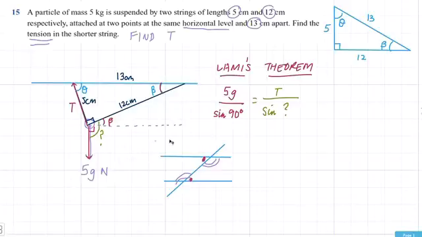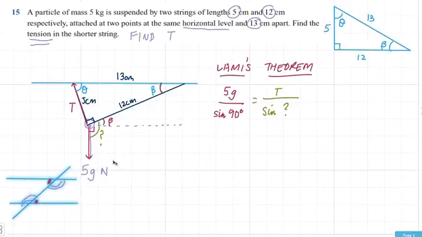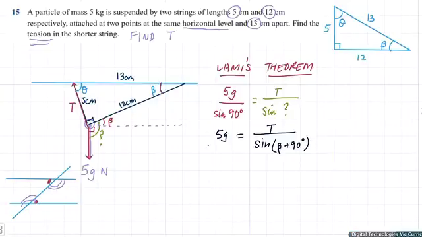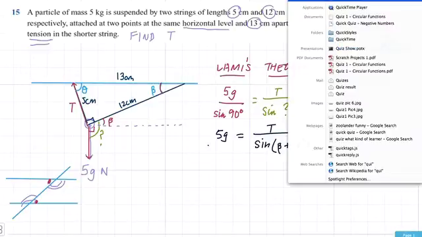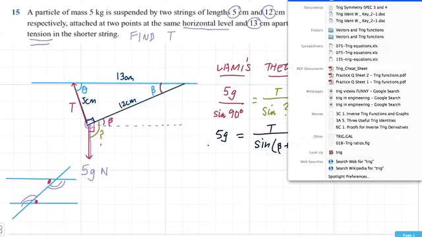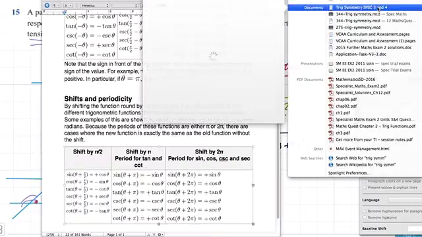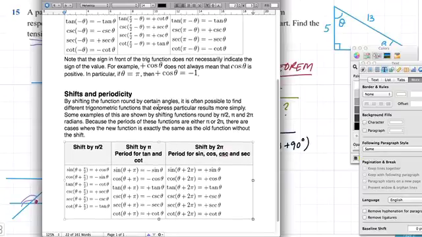So we can now write this out in a better way. We've now got still the 5g. Now sine of 90 is 1, so it's just 5g over 1, equals T over sine of beta, which we don't know, plus 90 degrees. Now, this is where it's really useful to know your symmetry shifts, which is a sheet that I've given you for your specialist maths. So looking at what happens when we have trig symmetry. So I'm just going to find that sheet for you. Okay, this sheet here tells you a little bit about the shifts.